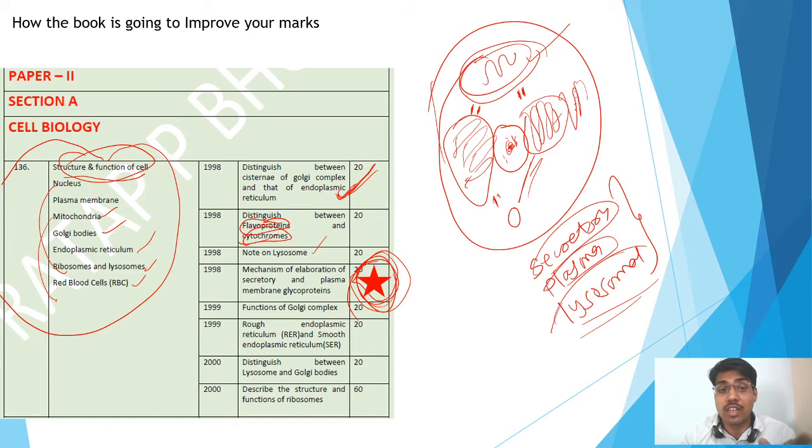But this is not the case. They have asked this question in 1998. So this is the first case of how the technical analysis is going to help us change the way we study zoology.